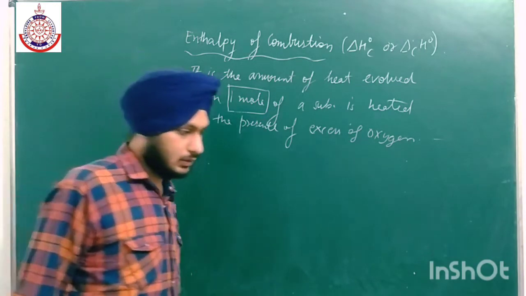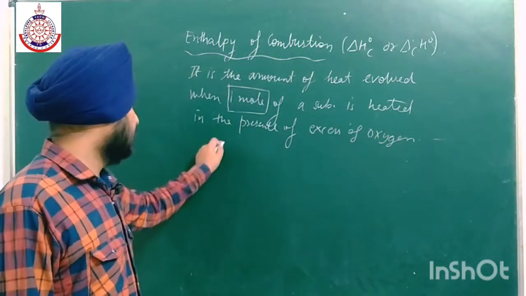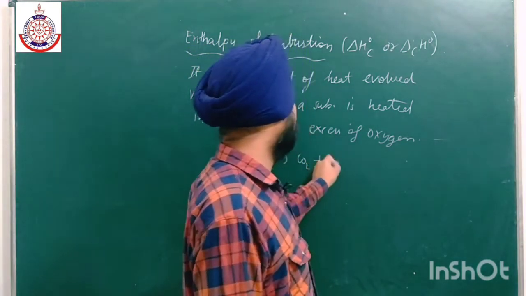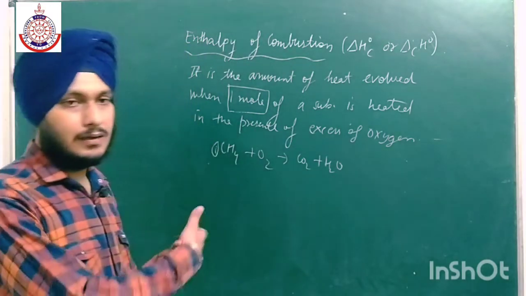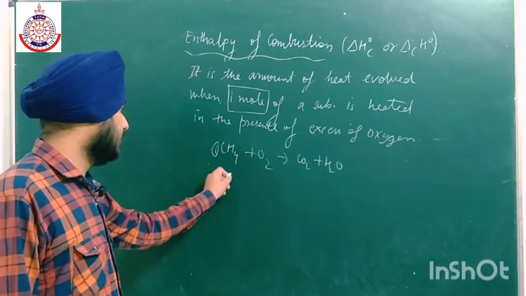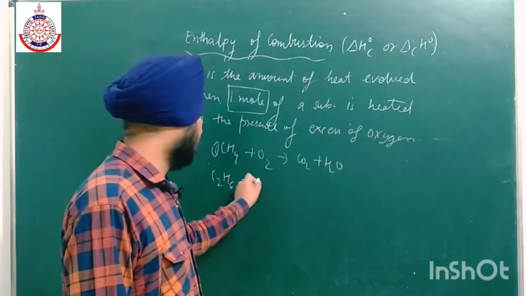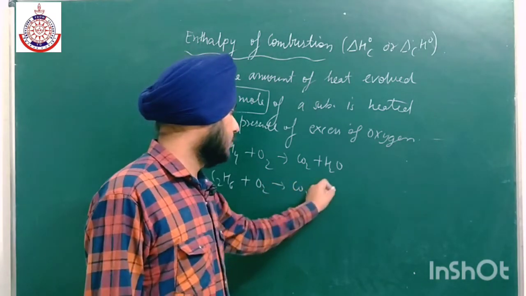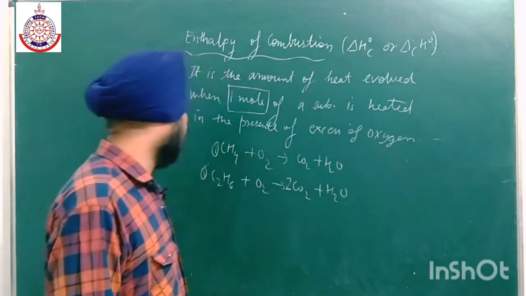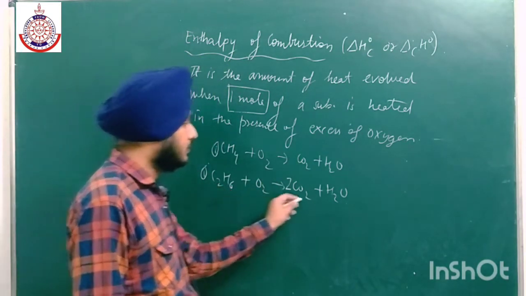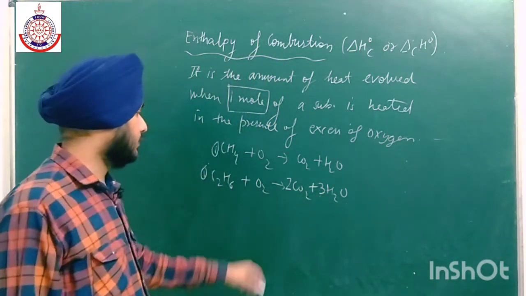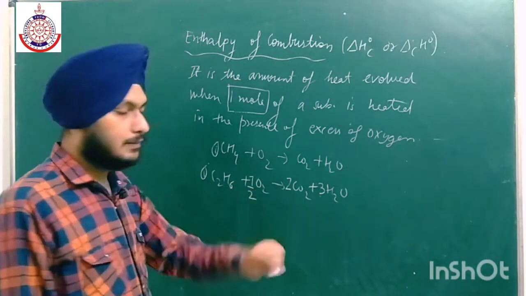For example, if we have CH4 plus O2 gives CO2 plus water, we have to take 1 only here, then we have to balance the reaction. Similarly, if we have C2H6 plus O2 gives CO2 plus water, we balance it by taking 1 here. Then we have 2 over here, and there are 6 hydrogens, so 3 over here. Now we are left with 7 oxygens, so 7 by 2 over here. So we have to multiply the coefficient.